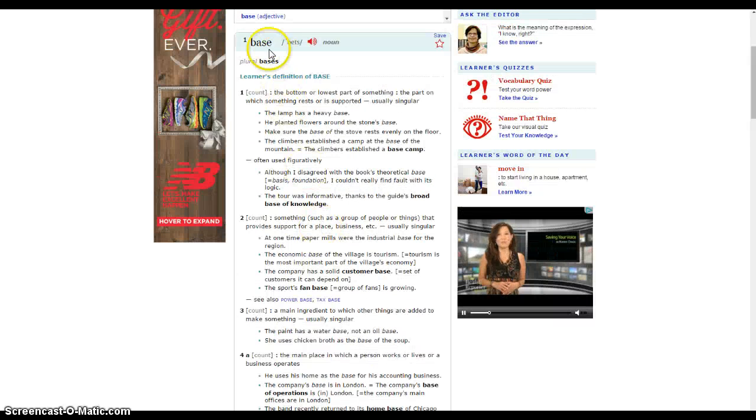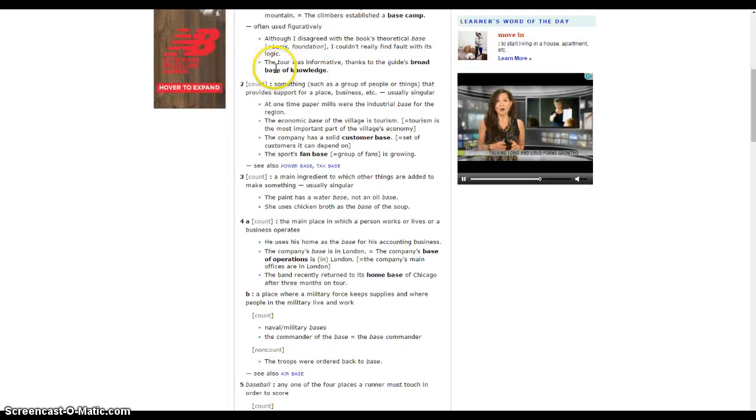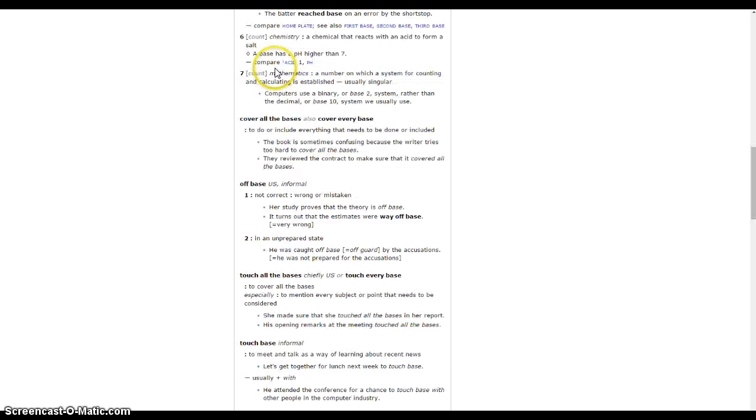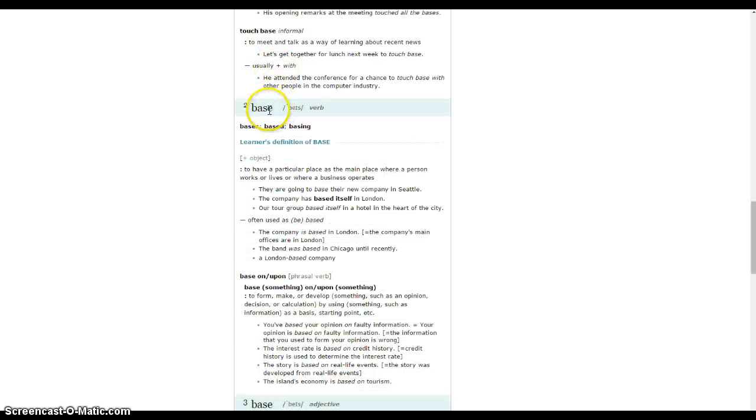This is base as a noun. From the sentence in your book, I can see that this is supposed to be a verb, right? To be based on. So I'm going to go down and see if there's a definition for a verb. And here we go. Here's a verb. But the term in your book is based on. All right, so here it is.